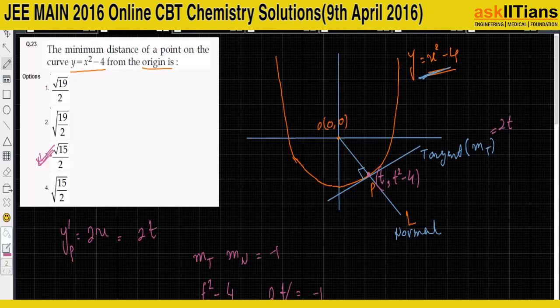All you have to know is the basic concept behind this question: the shortest distance, or the minimum distance, is always along the normal. Always along the normal, right? So that's the basic concept in this question.